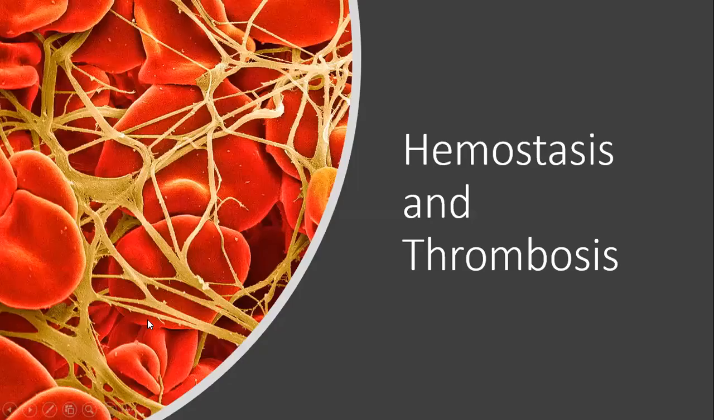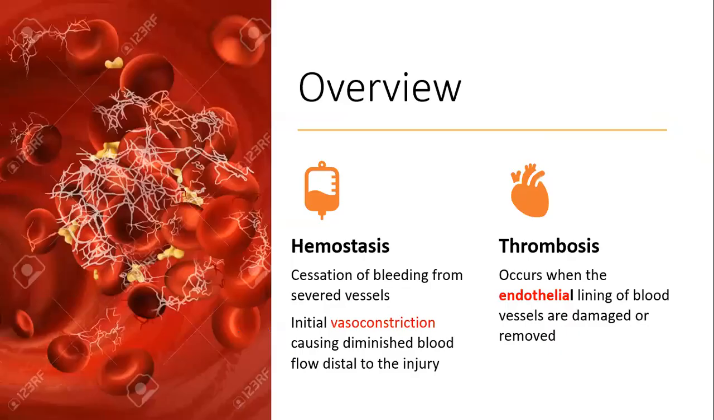so let's now proceed with hemostasis and thrombosis. Just an overview, hemostasis is related to the cessation of bleeding from, take note, severed or damaged vessels, whether it be an internal or an external cause of the damage. So hemostasis would have an initial period of vasoconstriction. This would actually try to limit the blood flow to the area so it can conserve the blood.